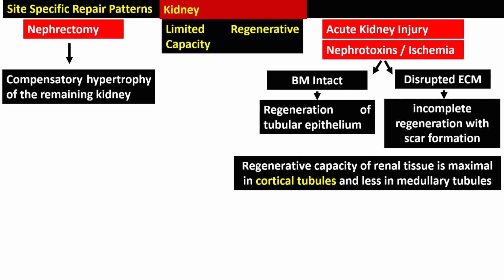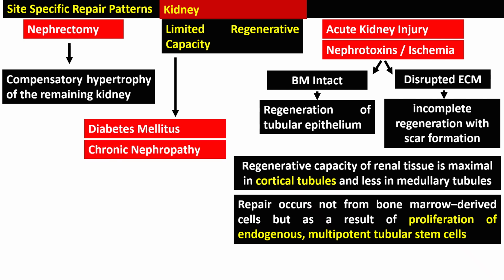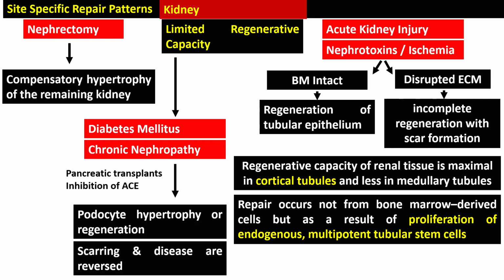The cortical tubules have got better regenerative ability than medullary tubules, and podocytes, that are the specialized glomerular cells, may regenerate or hypertrophy in some conditions like diabetes or nephropathy, particularly after therapeutic intervention. Endogenous multipotent tubular cells, not the bone marrow derived cells, are primarily responsible for tubular repair.